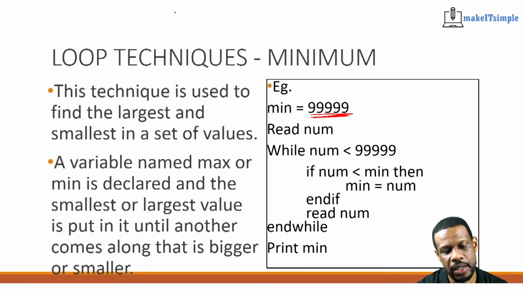So if I put in a number and they ask me for, okay, this algorithm is to find a set of minimum numbers, and the first number I put in is 122.